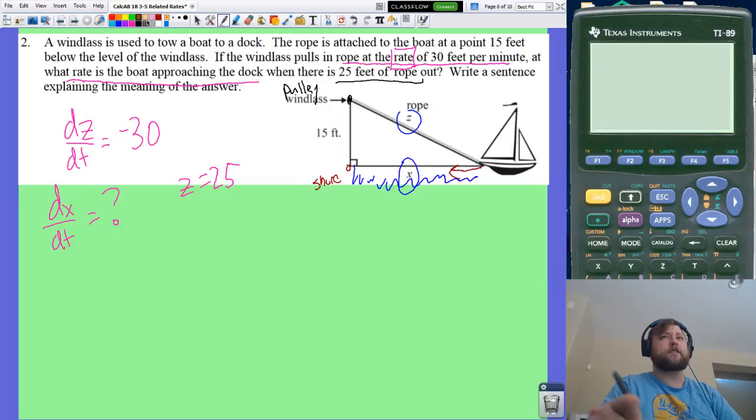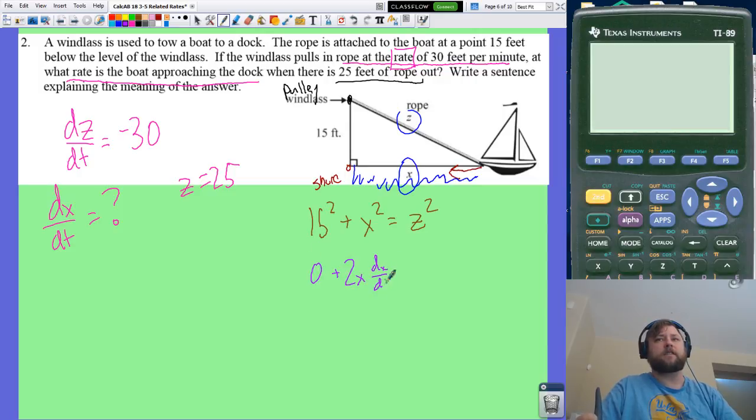Now, I don't have an equation, but you have this shape here that's a right triangle. And you know with the Pythagorean theorem, I could say 15 squared plus x squared equals z squared. All right? So that's my equation. I'm going to do my implicit differentiation right here. So derivative of a constant squared is just 0 plus 2x times dx/dt equals 2z times dz/dt. All right? Cleaning that up a little bit, I can actually divide by 2 on everything too. And I'm going to get x dx/dt equals z dz/dt.